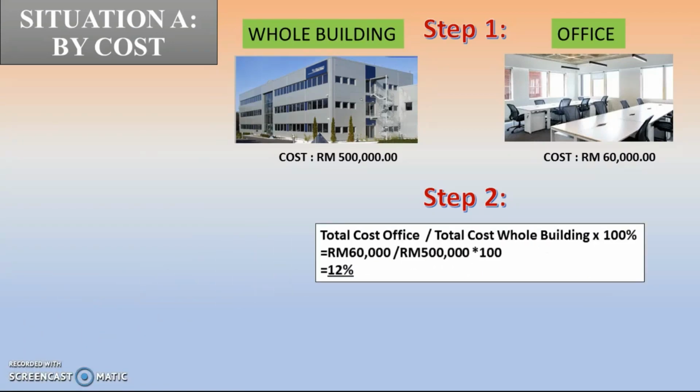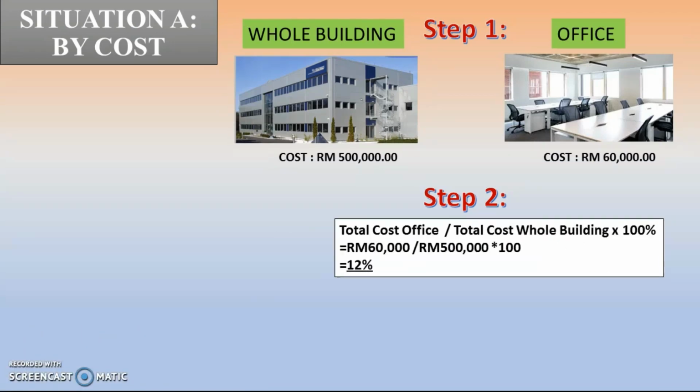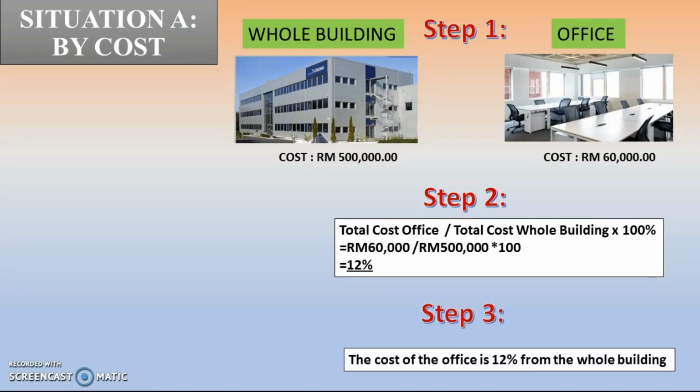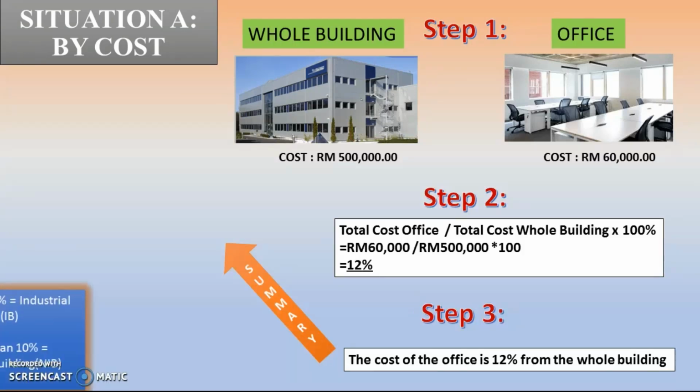So step 2, you must calculate total cost of office divided by total cost of whole building times 100%, which is 60,000 divided by 500,000 times 100%, and you will get 12%. So step 3, the cost of the office is 12% of the whole building.